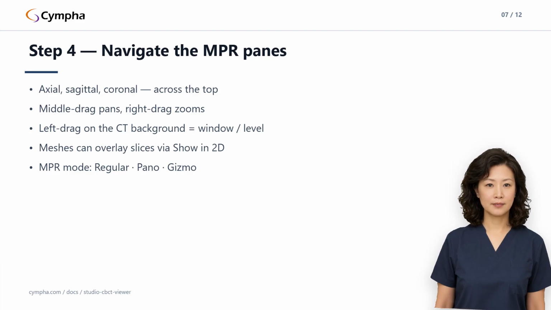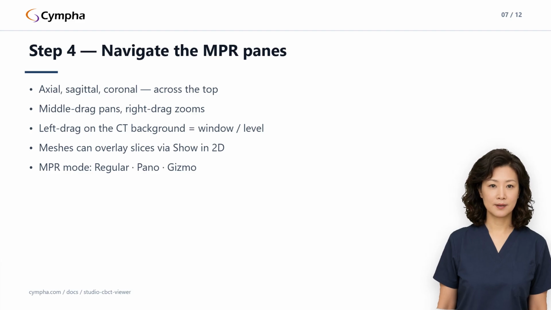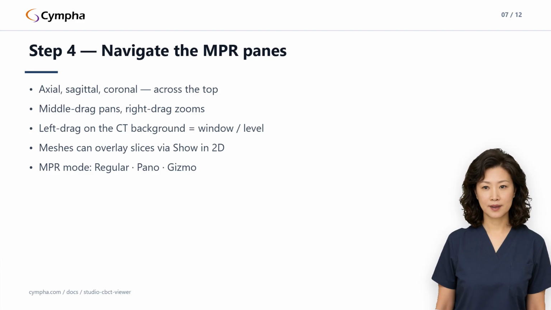And that qualifier matters. Once a plan file is loaded, this toolbar hands over to the Arch toolbar, which offers both upper and lower jaw modes plus front and lateral presets instead. So if the 3 buttons vanish one day, it's not a bug. A case took over the top center real estate.